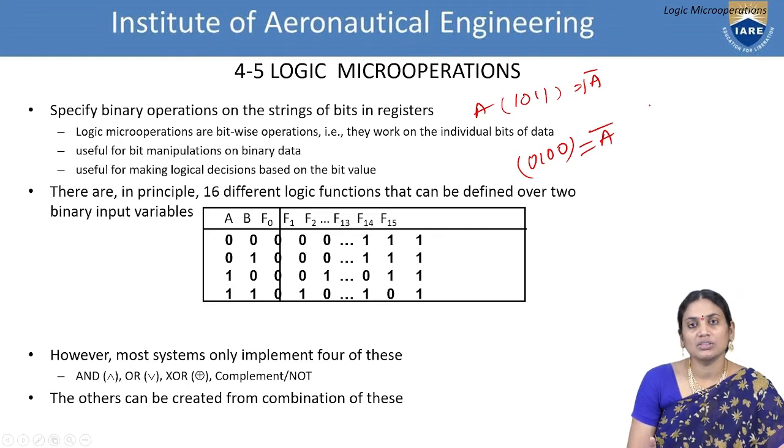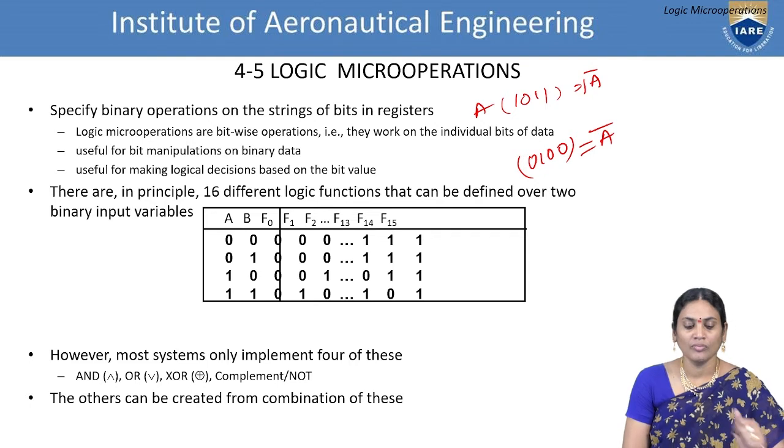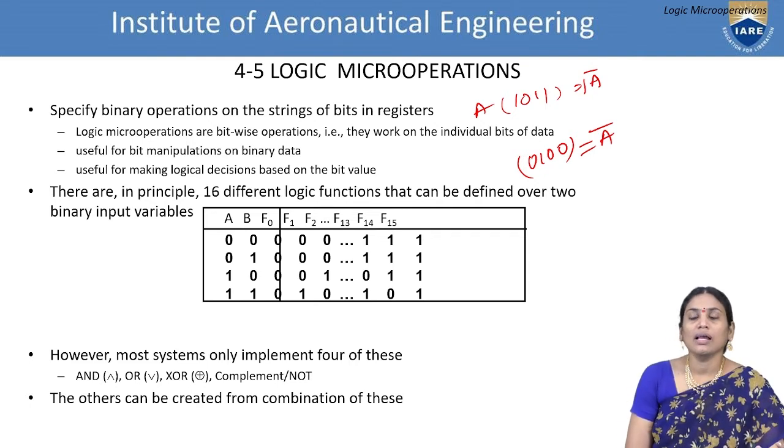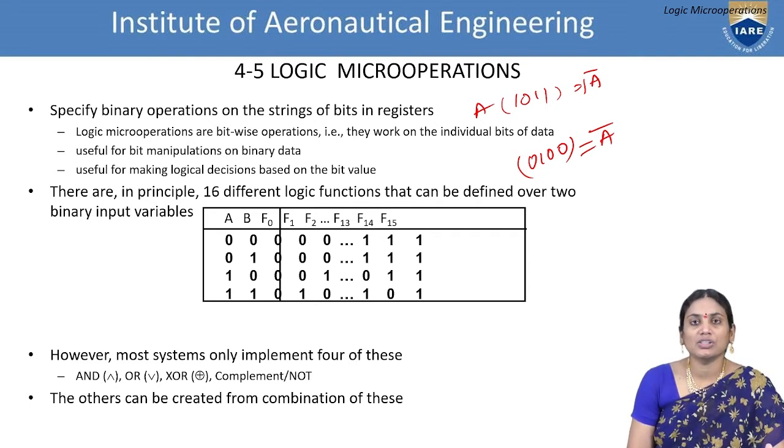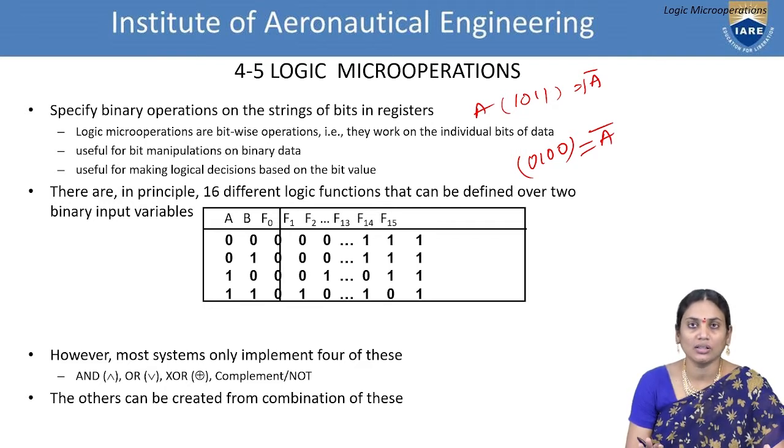So the string of bits in the register will be handled with respect to the corresponding operation, and it will get affected as a result. In this way, they work on the individual bits of data, which acts as a bitwise operation. It is useful for bitwise manipulations on binary data, and it is used to handle logical decisions based on the bit value. Now, there are 16 operations that can be performed using a simple context of AND, OR and other logics.